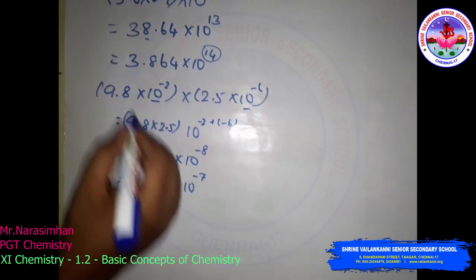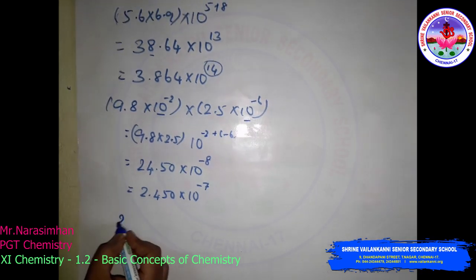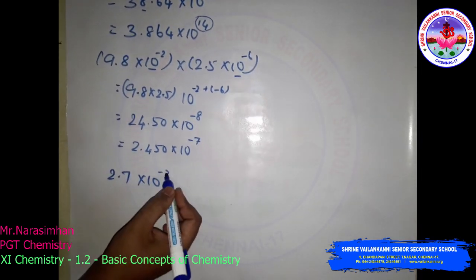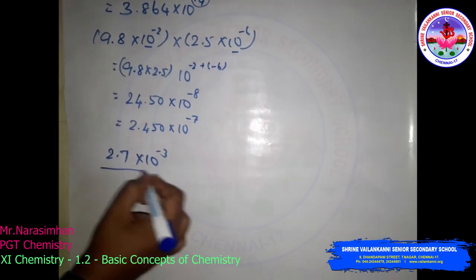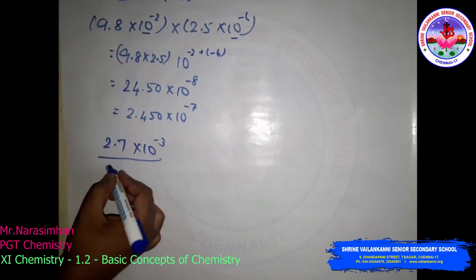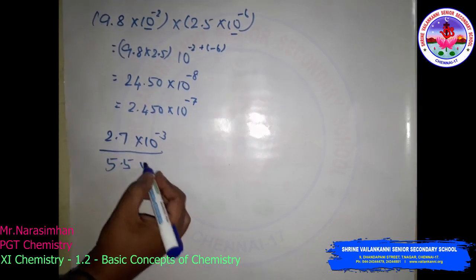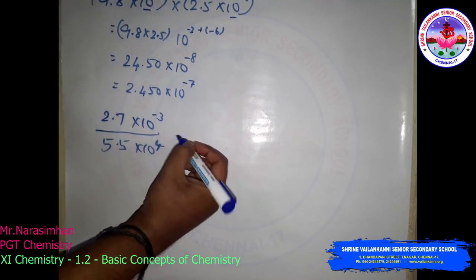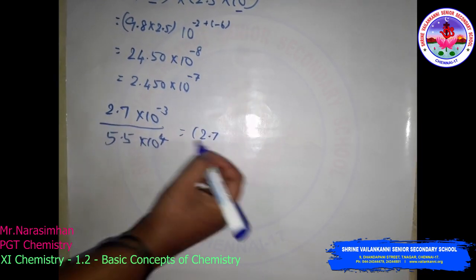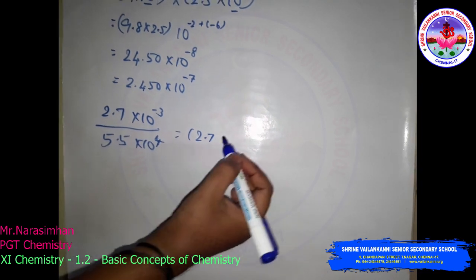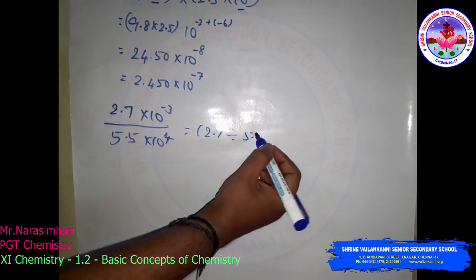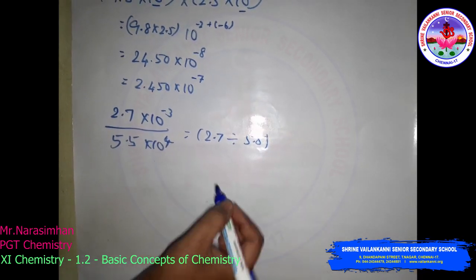Then division; that was the multiplication. Suppose you get a division value: 2.7 into 10 power minus 3, divided by 5.5 into 10 power 4. See here, now you just have to write 2.7, take the 10 power value, and divide by 5.5. You have to divide this value.